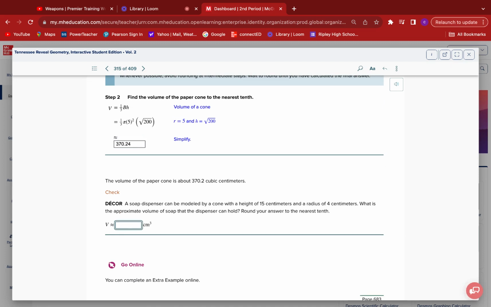All right, got to check. Okay, let's see here. A soap dispenser can be modeled with a cone. The height is 15 centimeters. The radius is 4. What's the approximate volume? Okay, so no Pythagorean theorem here. They give me everything I need. So I need to do 1/3.